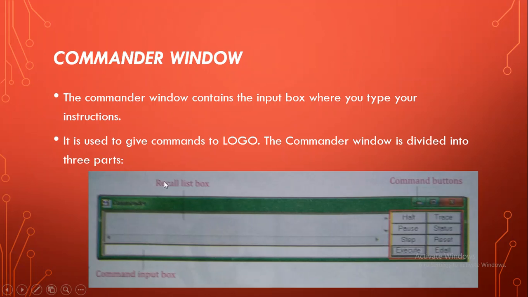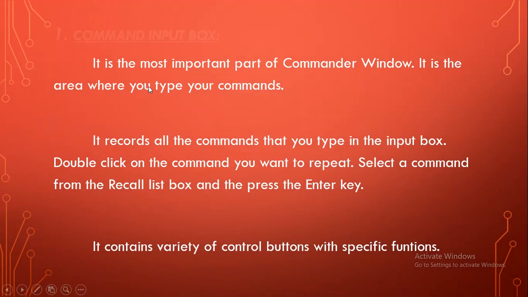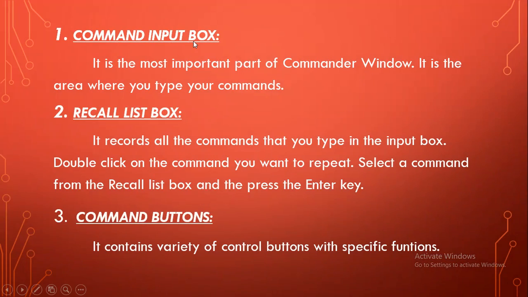This one is called the recall list box. This one is called the command button. These are the various command buttons. This is the command input box and this is the recall list box. If you want to repeat any command which you had used earlier, then you can simply select that command by clicking in this box. Now next one is the command input box. We will study all the three options in detail in this slide.